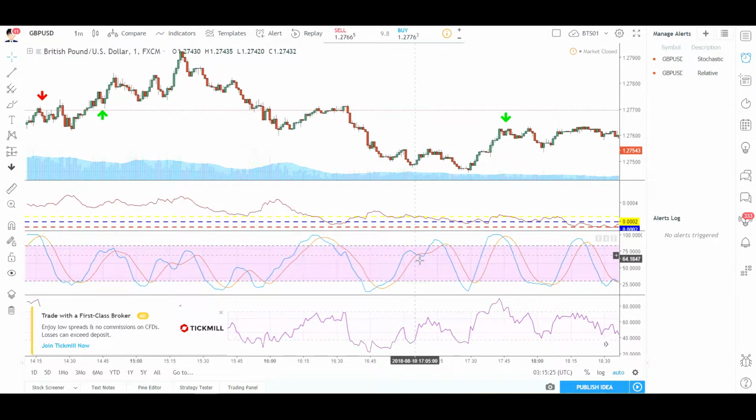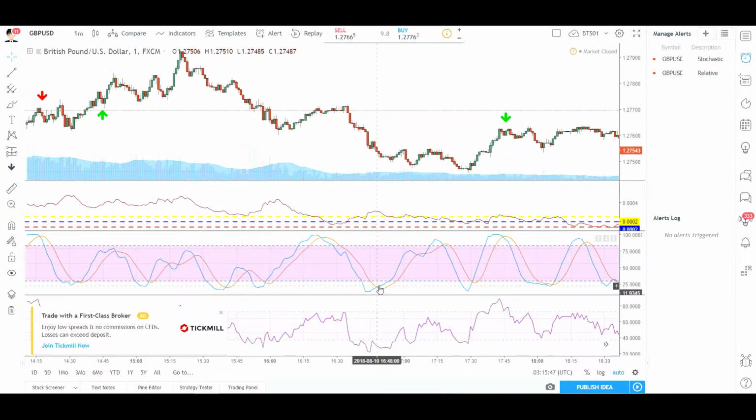we only take crosses that happen outside the channel, or at least one of the lines crosses outside the channel, the 80-20 channel. The 80-20 channel is the purple zone here. So after each cross outside, we have to wait for either the blue or the red line to cross outside the channel, and then we'll take the trade.